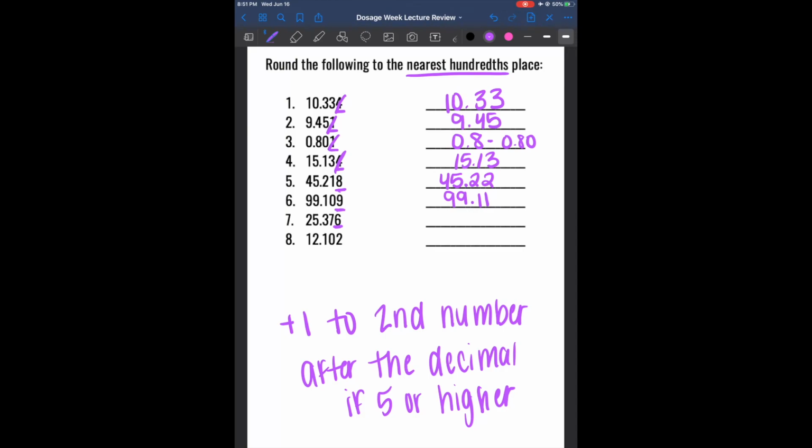Same thing with the next one. 6 is 5 or higher, so we want to add 1 to that second number after the decimal, making it 25.38. And last one, we're basing how we round on this 2. Drop them, we don't need them, and it becomes 12.1 or 12.10.